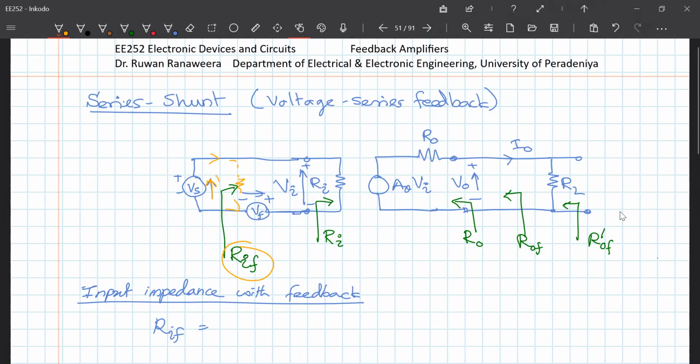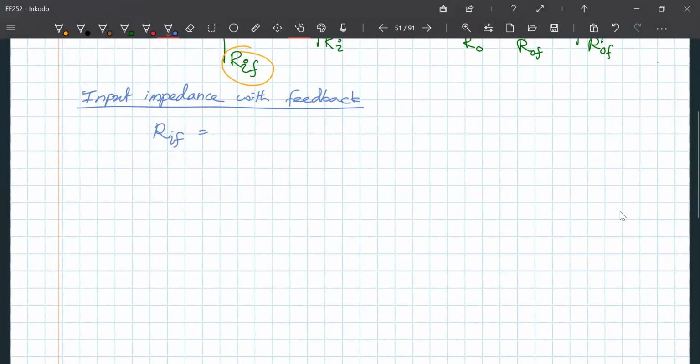Okay. So Vs divided by Is. Is will be the same as I. That is the current that flows through my network. This is I, the input current to the circuit, because it is in series. Okay. So therefore, I can write this as Vs divided by I.